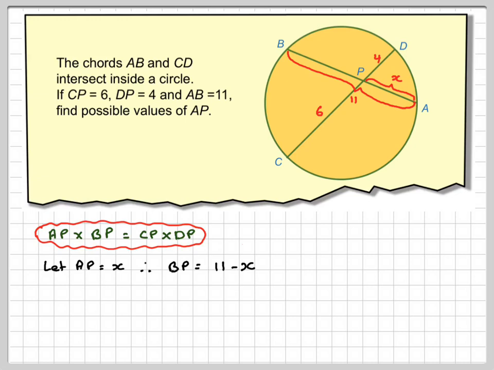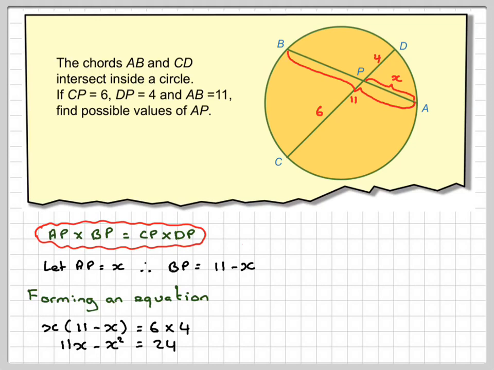So now we've got all the information we want. We've got AP, BP, and we were given CP and DP. So substituting into this formula, we form an equation. AP is x, times BP, which we've written down to be 11 minus x, is equal to CP, which is 6, times DP, which is 4. So expanding the bracket here, we get 11x minus x squared, and 6 times 4 is 24.